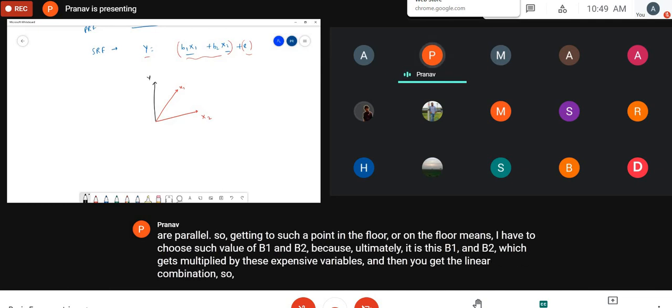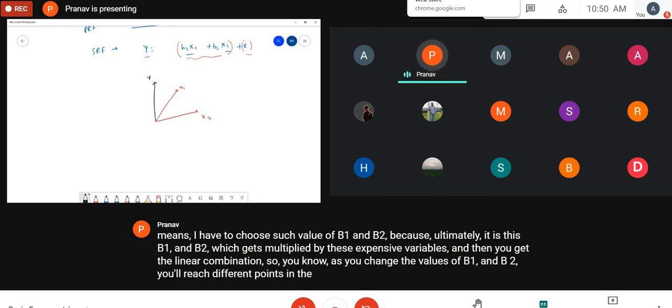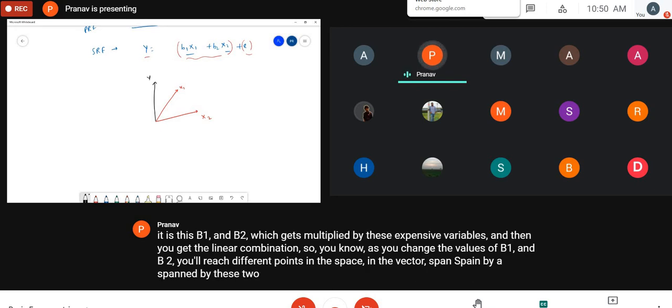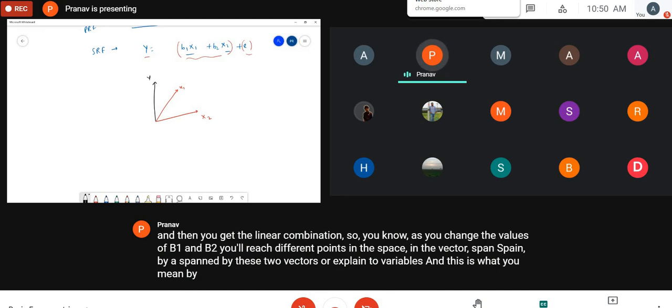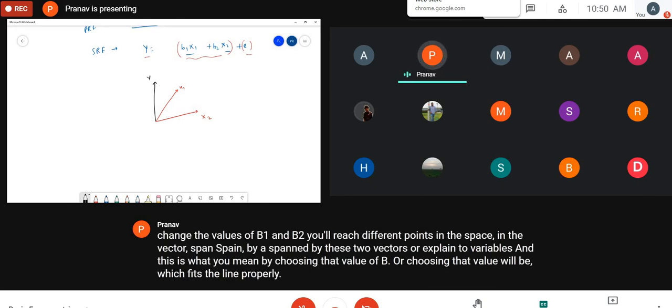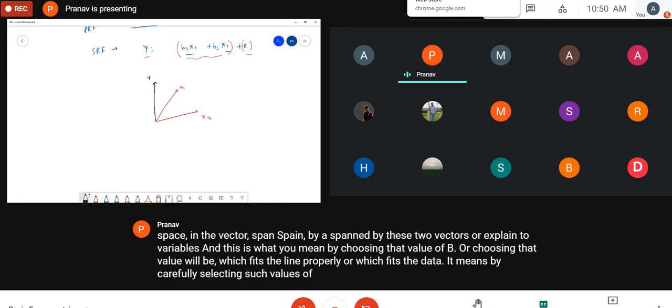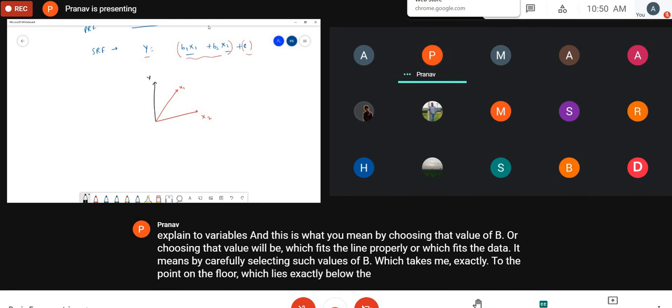So, as you change the values of B1 and B2, you'll reach different points in the space, in the vector span spanned by these two vectors or explanatory variables. And this is what you mean by choosing that value of B which fits the line properly or which fits the data. It means by carefully selecting such values of B which takes me exactly to the point on the floor which lies exactly below the point on the ceiling, that is in this case my fan.